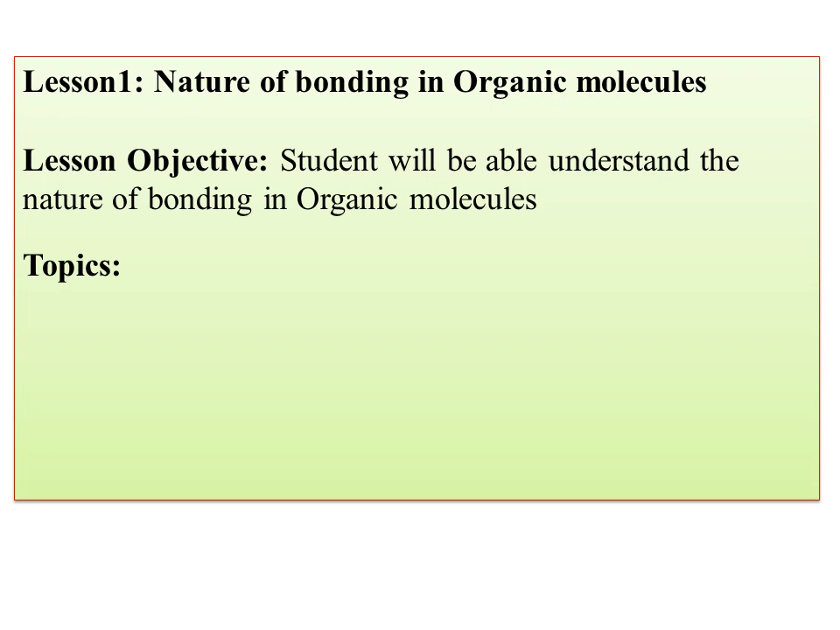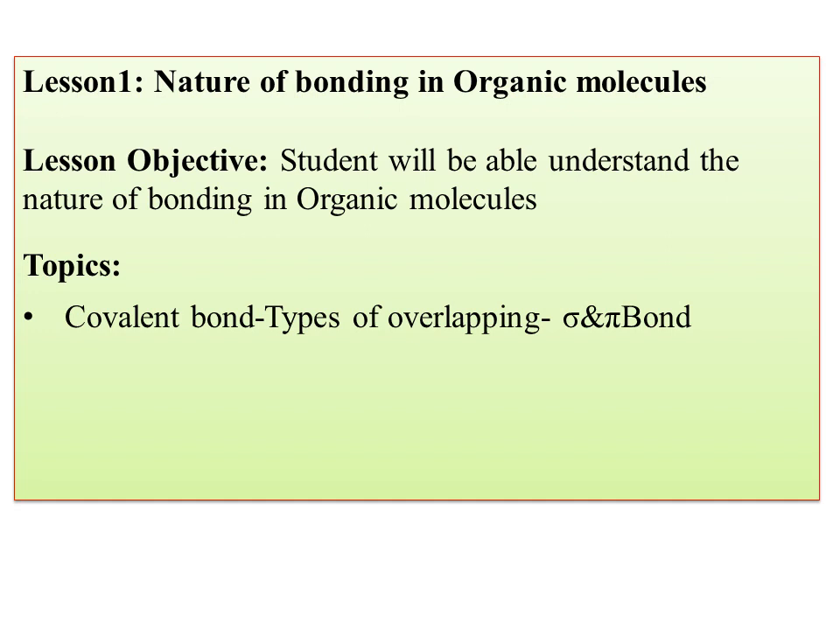Hello everyone. In this lesson, I am going to discuss the nature of bonding in organic molecules. Organic molecules are the molecules which contain carbon, hydrogen and oxygen as major elements. Along with that, you may also have sulfur, halogen, phosphorus and also metals. So you should be able to understand the nature of bonding, how the bonding is taking place.